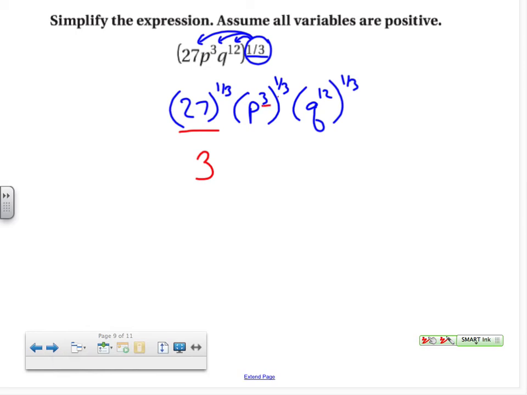Here we have a power raised to a power. Whenever you have a power raised to a power, you multiply. P to the 3rd to the 1/3. 3 times 1/3 is p to the 1st, which is p. Then 12 times 1/3 is 4. So we get 3pq to the 4th.